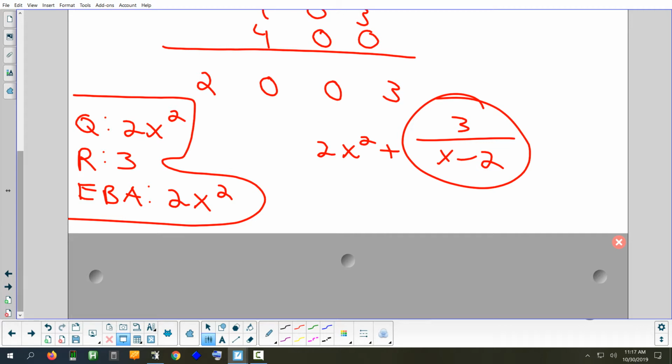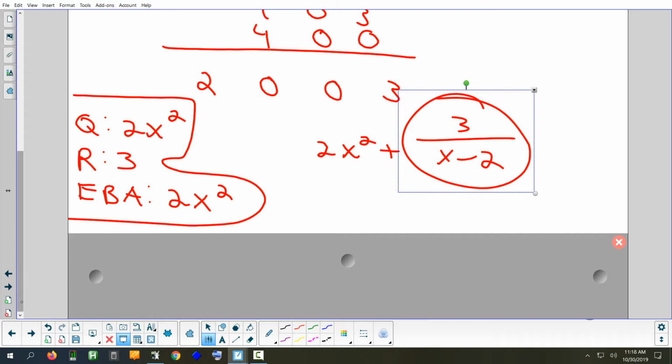Remember, end behavior, end means the end, like far away values, big values for x. Look at what I circled. If I plug in a huge value for x, what happens to what I circled? It's just going to approach 0. That's why I don't care about it. It approaches 0, it becomes insignificant.